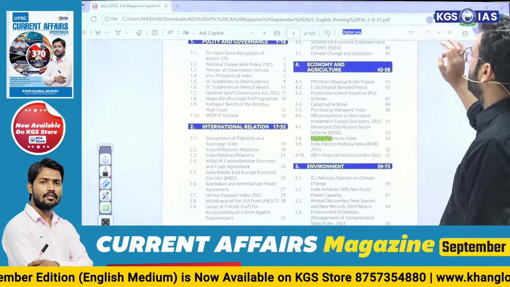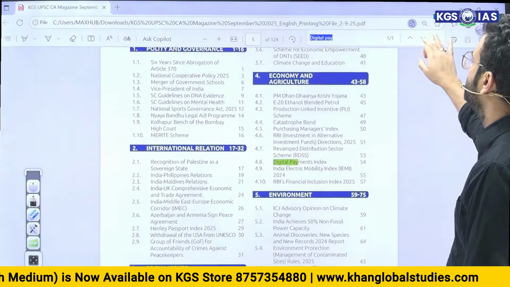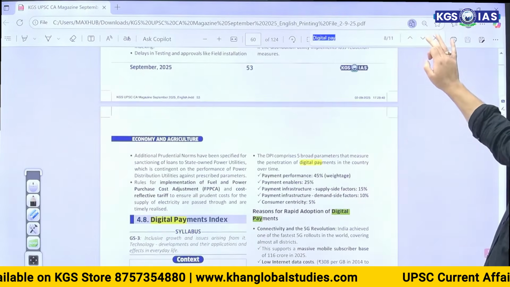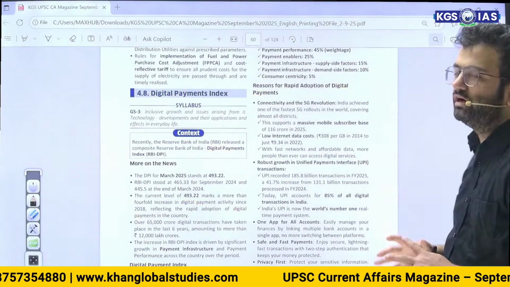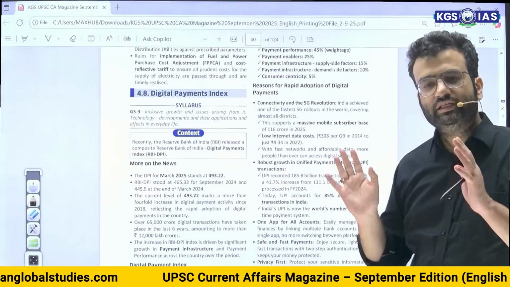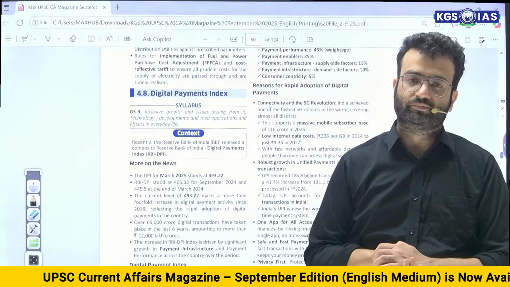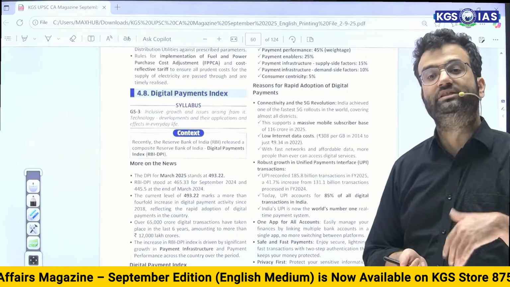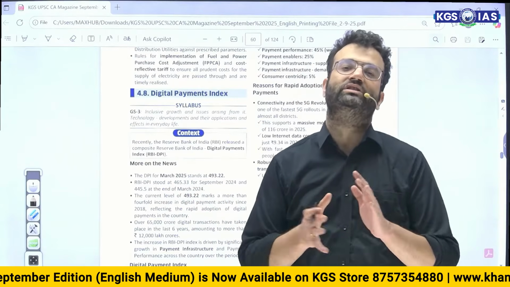So today we will discuss the digital payment index. What is this digital payment index? We will discuss in detail because this particular issue is extremely important from our economic perspective. As you all know, the current government is focusing a lot on financial inclusion, and this financial inclusion is possible because of digital payment technology. In this, the digital payment index is exceptionally important because it helps us know how much financial inclusion is promoted with the help of digitalization.